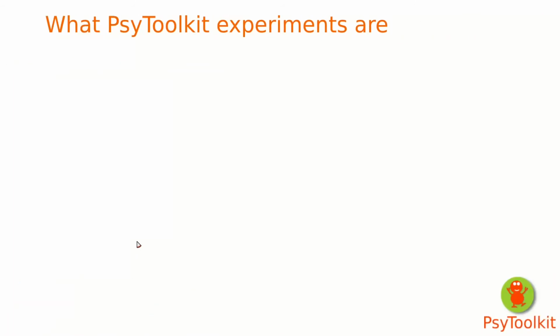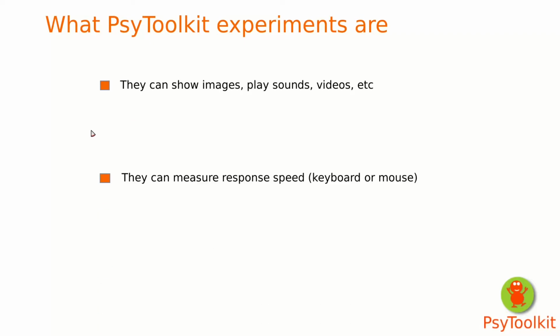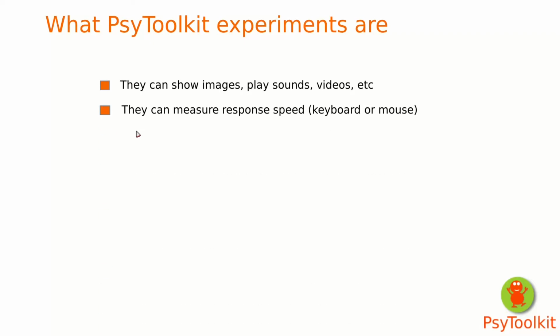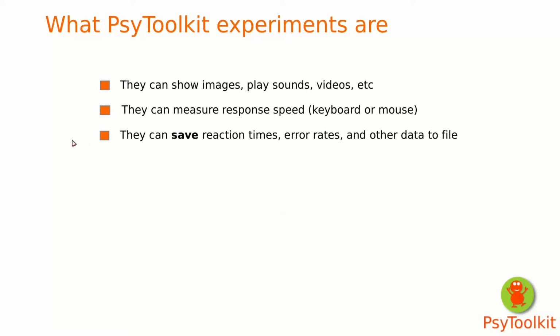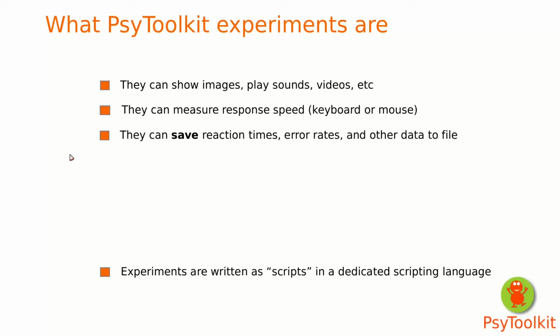Let's first address the question what we mean with PsyToolkit experiments. What are they? Well, it's a way to show stimuli, images, sounds, rectangles, shapes, videos, etc. to a participant. And it's a way that you can measure response speed. How quickly does somebody respond with the keyboard or the mouse? The PsyToolkit experiments can save reaction times, error rates, and other data to file.